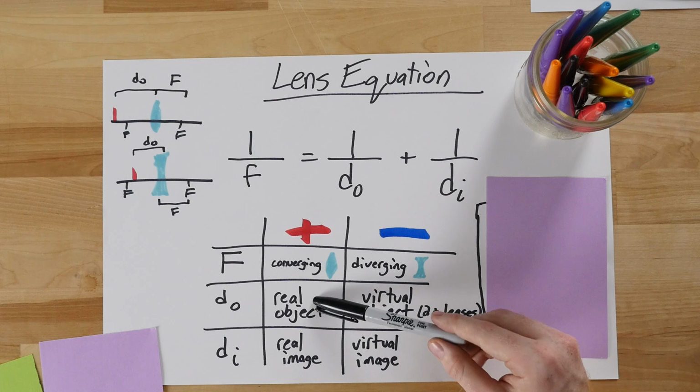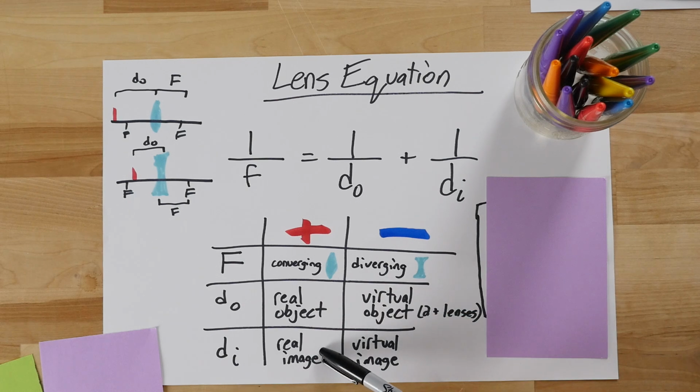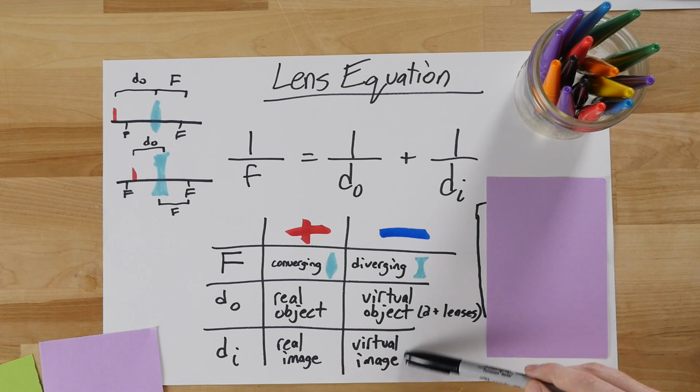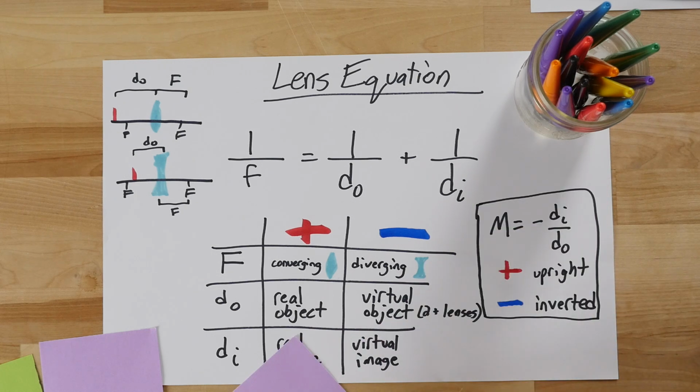Now for the image, if we create a real image where light rays actually converge, we get a positive value. If we create a virtual image where we have to trace back our rays, we get a negative value. Now we also have magnification for our lens system, and the formula is exactly the same. If you get a positive value, your object is oriented in the same direction as your image. If you get a negative value, your image is therefore inverted from your object.